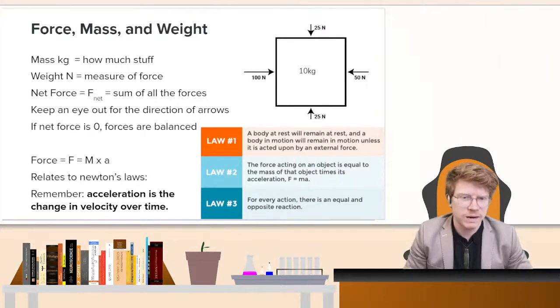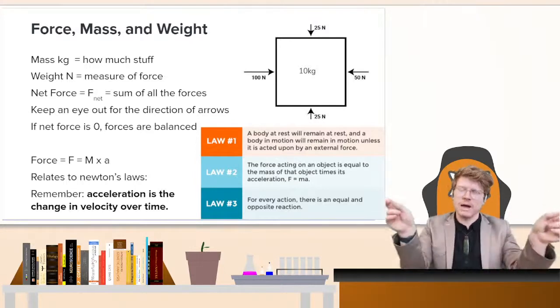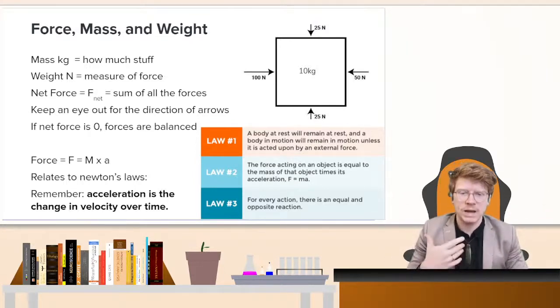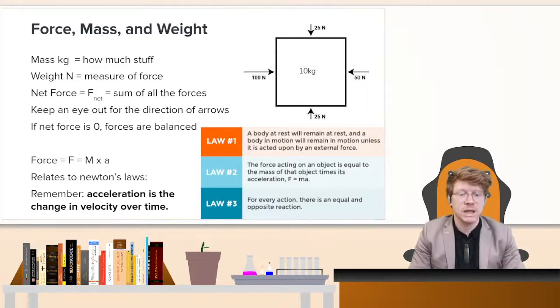The other thing to keep an eye out for here is the direction of the arrows. Sometimes they will be pointing out, sometimes they'll be pointing in. Just take note of that. We sometimes write a little subscript net to let us know that the particular force we're talking about is the net force. You might see that used. If net force is 0, then all the forces are balanced, right?